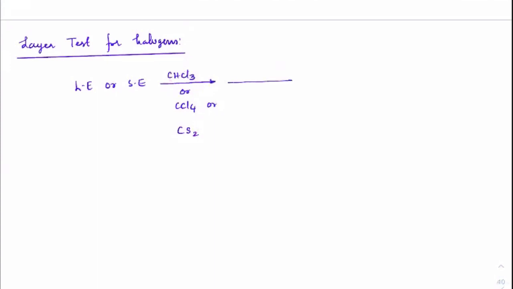Along with this, we add chlorine water and shake the test tube. In case any colored organic layer forms in the test tube, that will confirm the presence of halogens. In fact, if bromine is present, we will get an orange or reddish brown color.